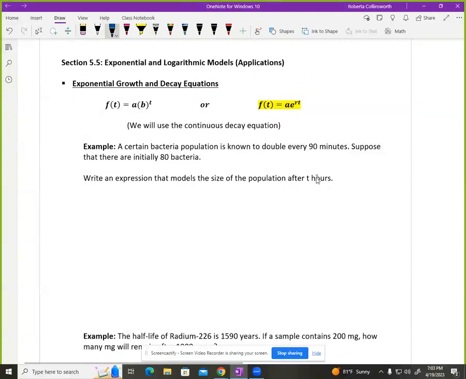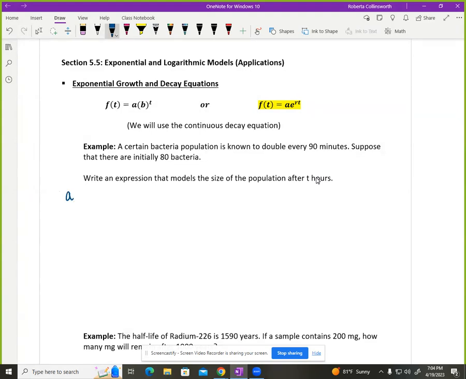So here we have a problem that says a certain bacteria population is known to double every 90 minutes. Suppose that there are initially 80 bacteria. Write an expression that models the size of the population after T hours. So let's look at what we have here. We have A, and then we have B, and then we have our exponent, or we have continuous, and we're going to use continuous because bacterial growth is continual growth. So we're going to use this one.